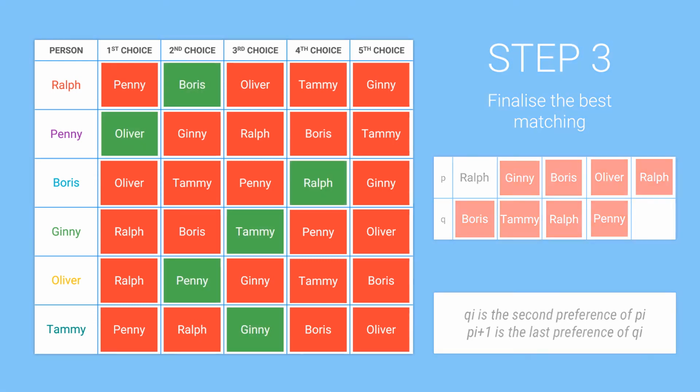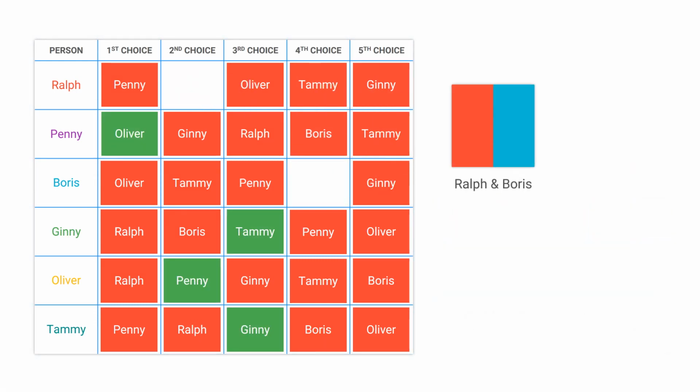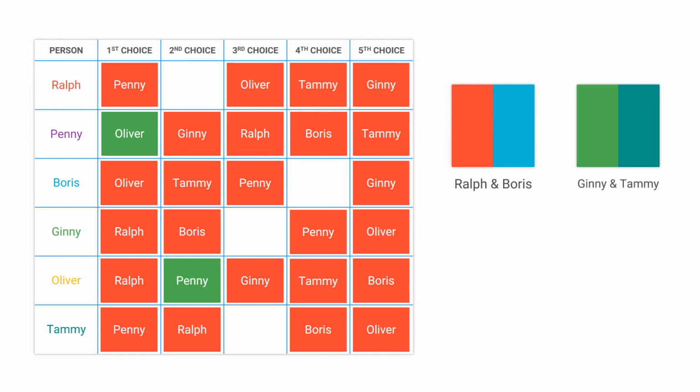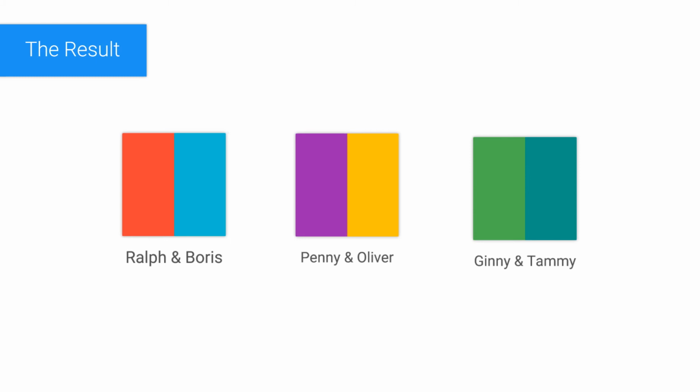Yay! In our example, Ralph matches with Boris. Aww. Ginny matches with Tammy, and Penny matches with Oliver. This is our final stable matching.